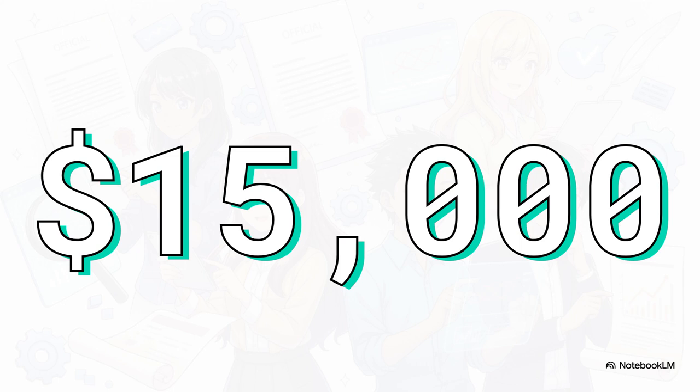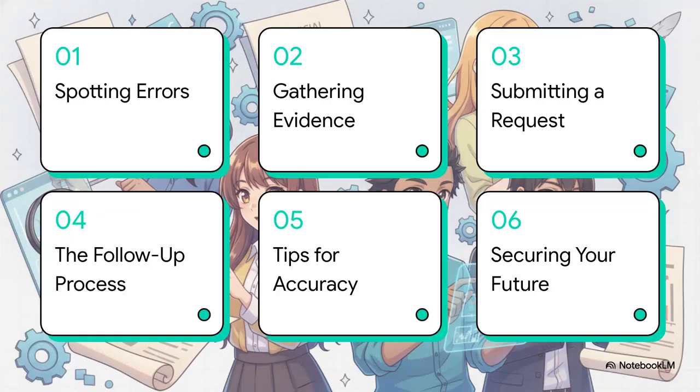But here is the incredible part. This retiree managed to completely reverse the whole disaster using just one incredibly simple standard document. So let's roadmap exactly how you can navigate the bureaucracy and fix these kinds of mistakes. We'll be going over spotting earnings record errors, gathering your evidence, submitting a correction request, the follow-up process, tips for accurate records, and securing your financial future.